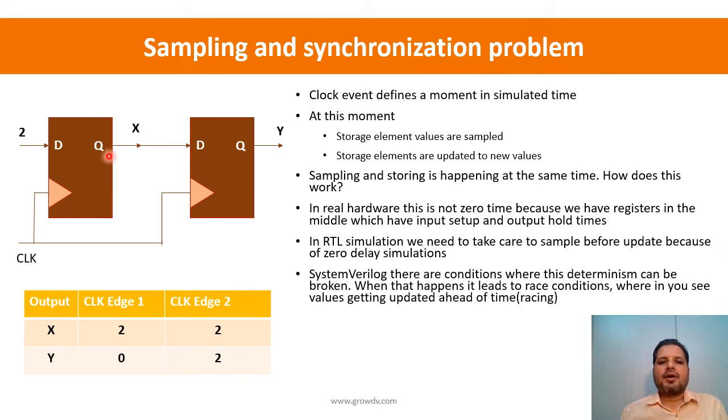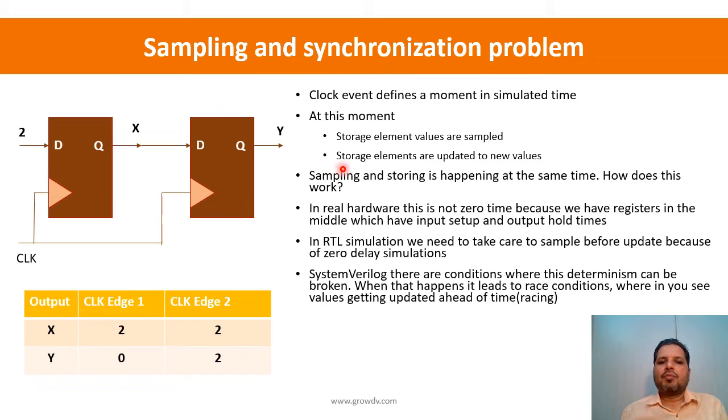Because if it happens to sample the latest value, then immediately the value at the output of Y will also become 2 on the same clock edge, right? So it has to first sample and then update the value. That is the way it has to work.